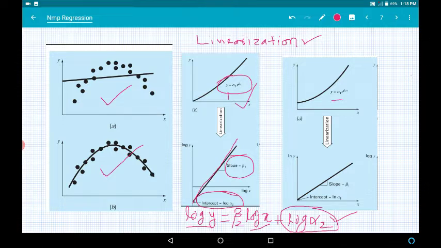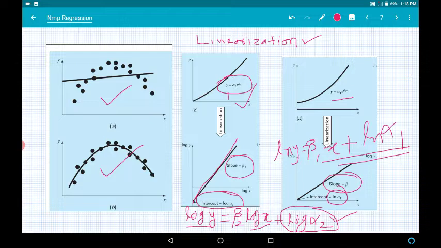Similarly, for the equation y is equal to alpha 1 e power beta 1 x, if I take the logarithm, I'll get the slope as beta 1 and the intercept as log of alpha 1. I can take the natural log, or I can also use the log to the base 10, right? So in the second case, the equation will be y is equal to mx plus c. What is the slope? Beta 1. So it will be beta 1 x plus, what is the intercept? Natural log of alpha 1. So this will be the second equation, ln y is equal to beta 1 x plus ln alpha 1, right? So this is the concept of linearization: take the logarithm, convert the equation.